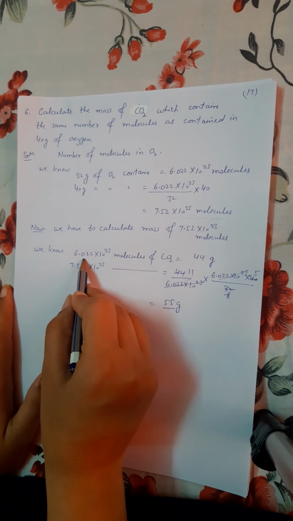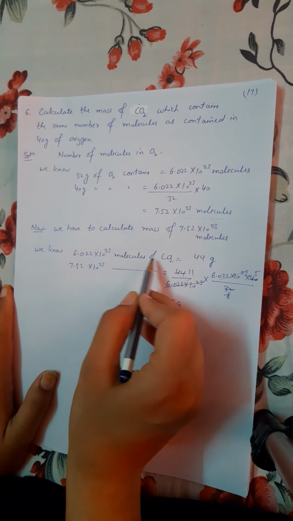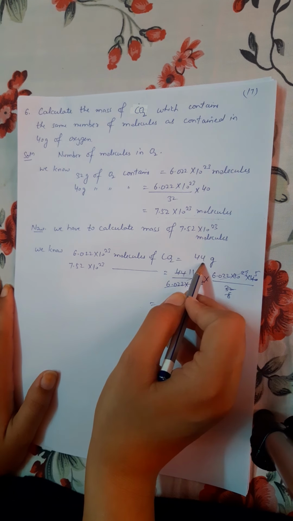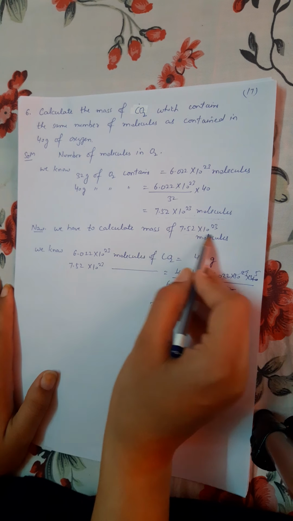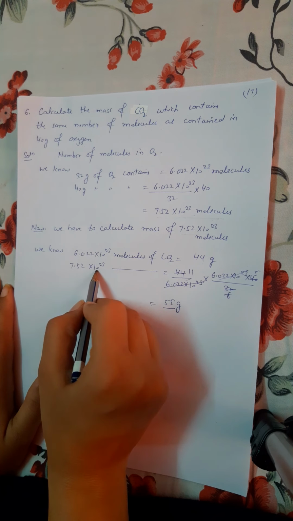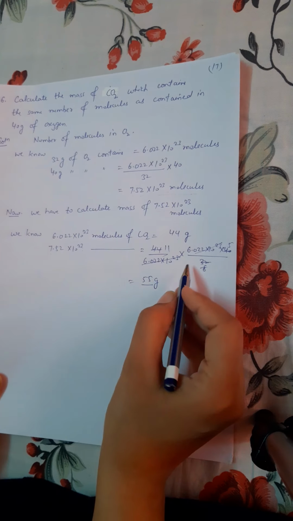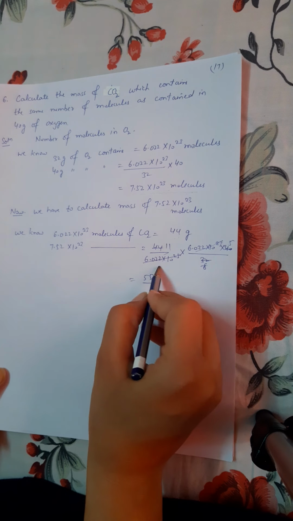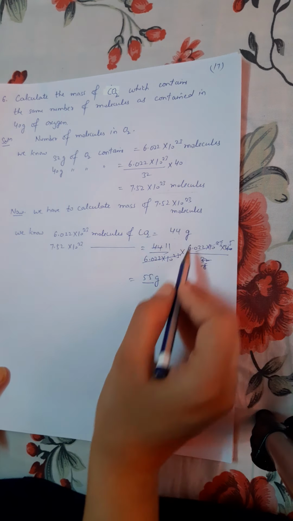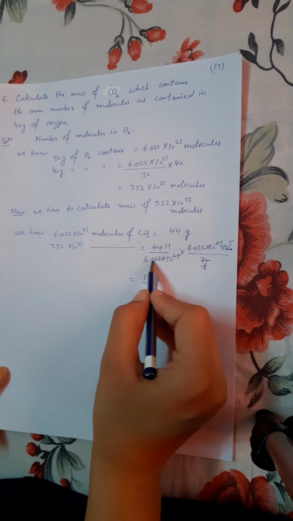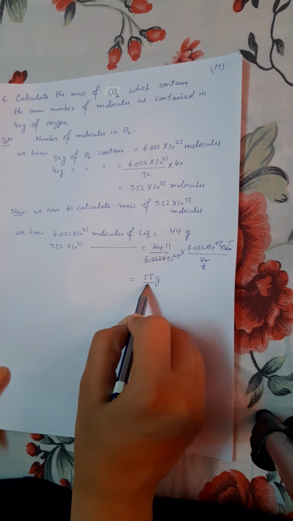यू नो 6.022 इन 10 टू द पावर 23 मॉलिक्यूल ऑफ CO2 का मास कितना होता है 44. तो इसका कितना होगा 7.52 इंटू 10 टू द पावर 23 का 44 डिवाइड बाय दिस. I have taken this quantity again because of the easy calculation. This will be 55 gram.